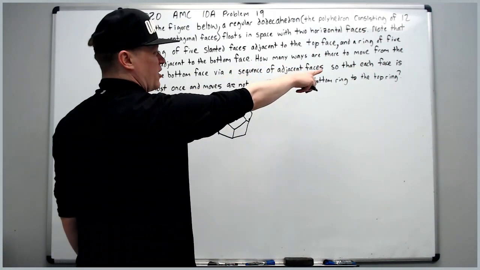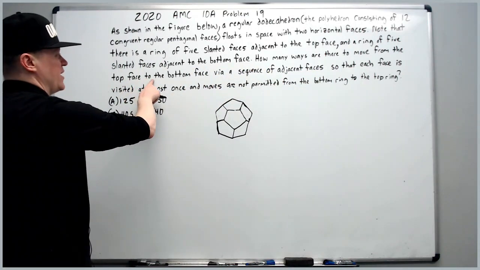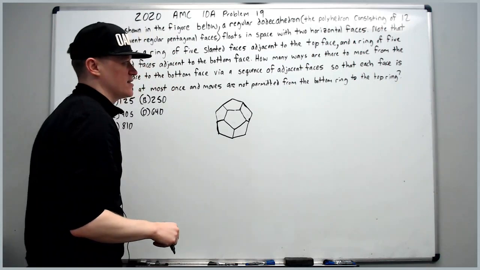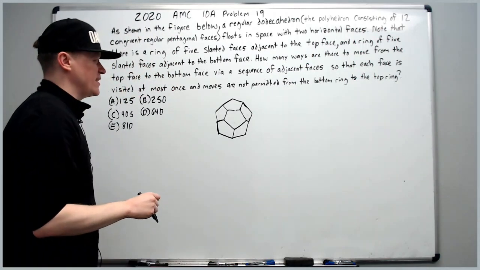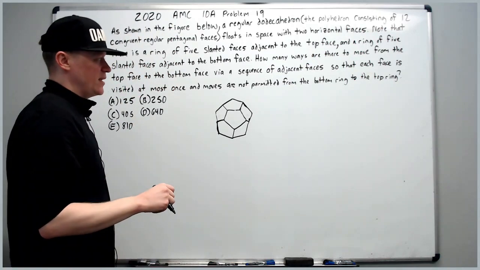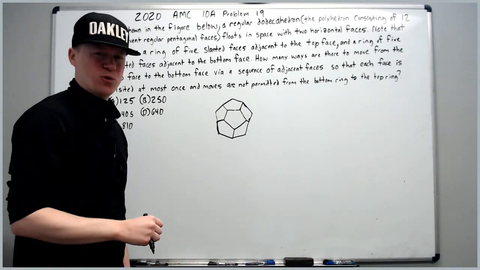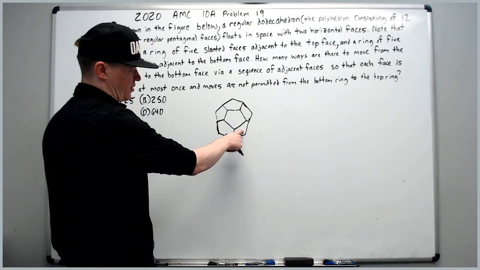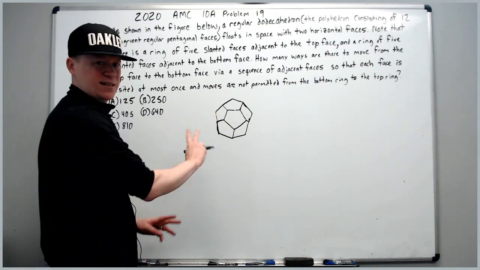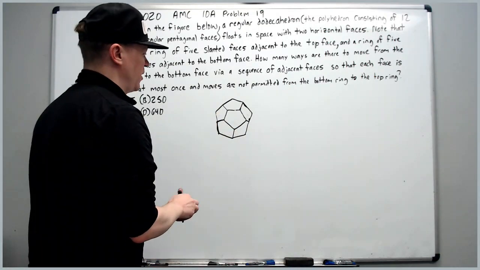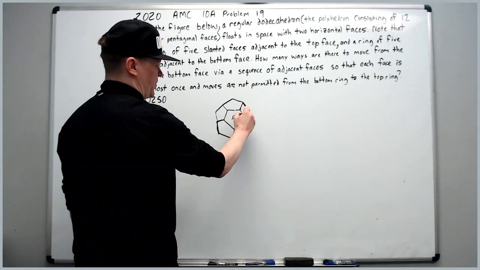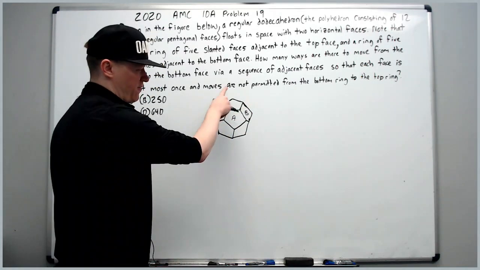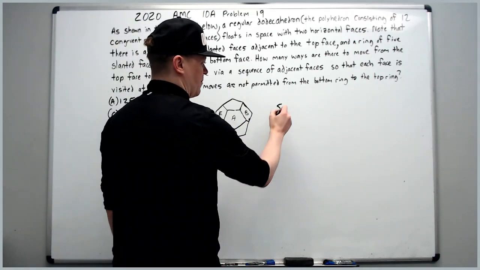How many ways are there to move from the top face to the bottom face via a sequence of adjacent faces so that each face is visited at most once, and moves are not permitted from the bottom ring to the top ring? In other words, I can't come down here, go here, over, and then back up again. Can't do that. Okay, so what we're going to do, I'm going to call this A, B, all the way around to E. A, B, C, D, and E. I'm going to have 5 choices for how to get off the top block.